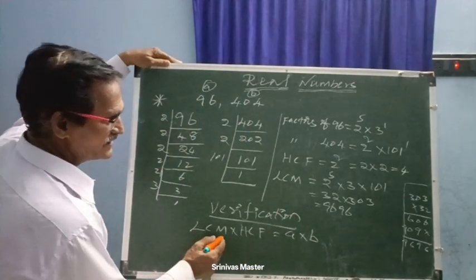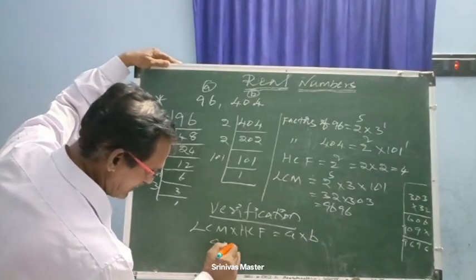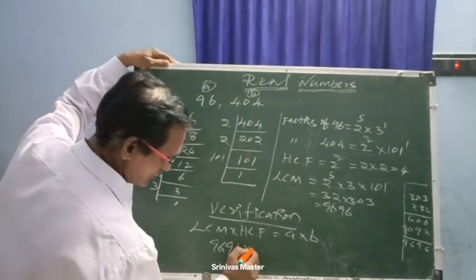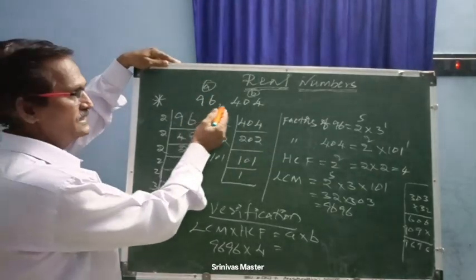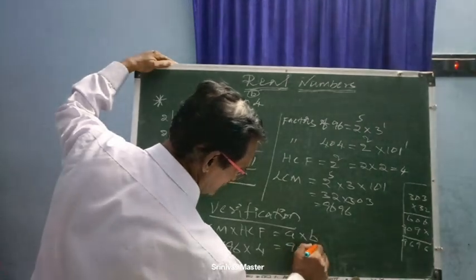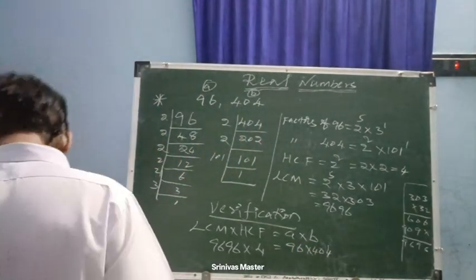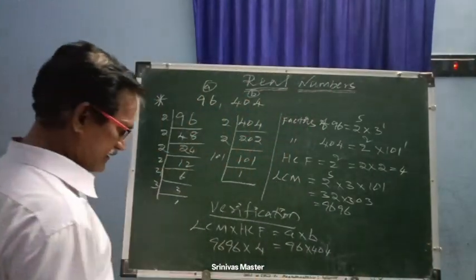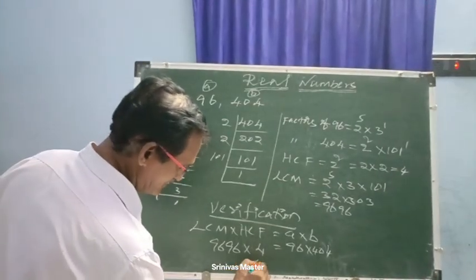Now, what is the LCM value, children? 9696. 9696 into HCF. What is the HCF value? 4 is equal to the product of two numbers. What is the first number? 96. What is the second number? 404. 96 into 404. Let's check it by multiplication, children. First, in single digits, we can directly multiply. 4 6s are 24, right?